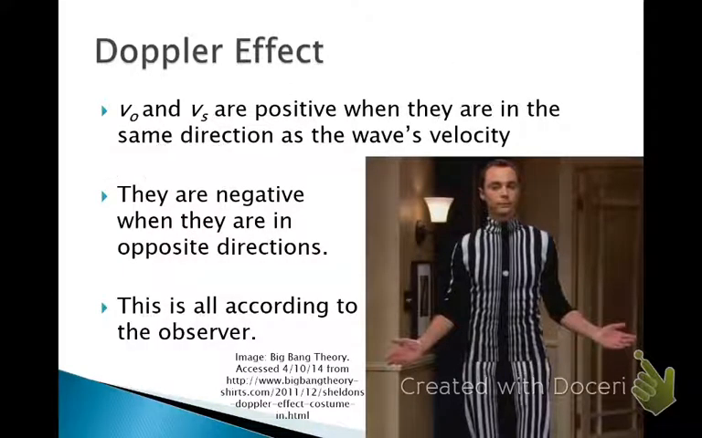Once you identify the positive direction, ask if the observer is heading in the positive or negative direction, and if the source is heading in the positive or negative direction. Once you've got your positives and negatives all figured out, slap it into the equation, and you'll figure out the actual frequency values.